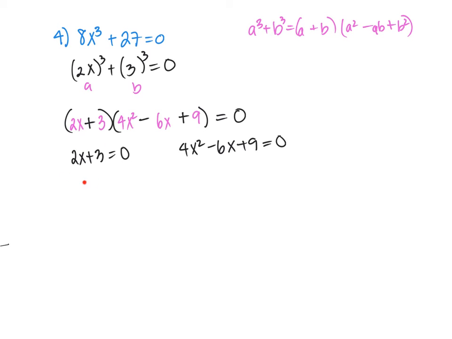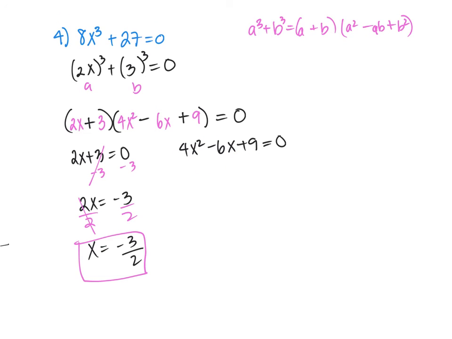So this one here is pretty simple because you just have to get this x by itself. So I might subtract over the 3. So that cancels. So I have 2x equals negative 3. If I divide by 2, that cancels. So x is equal to negative 3 over 2.